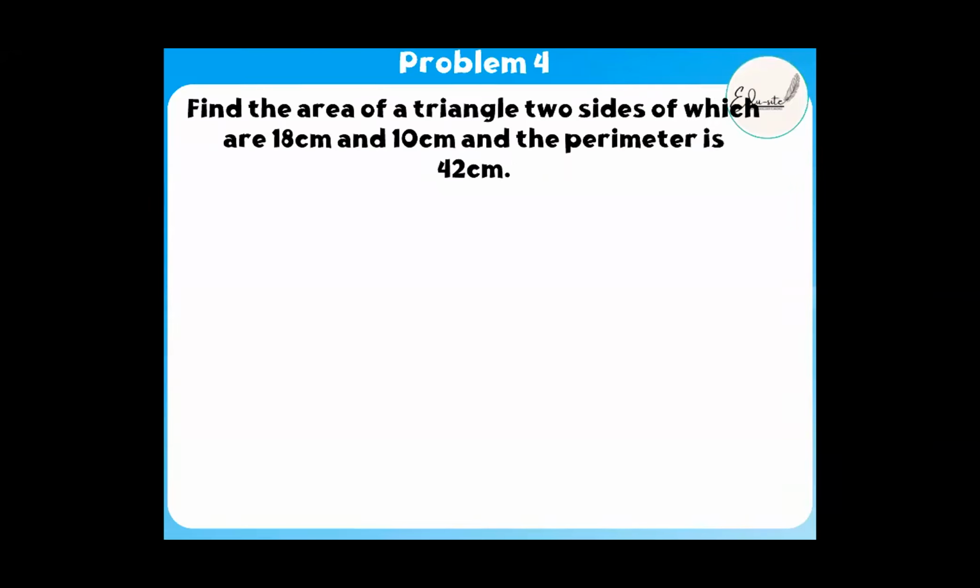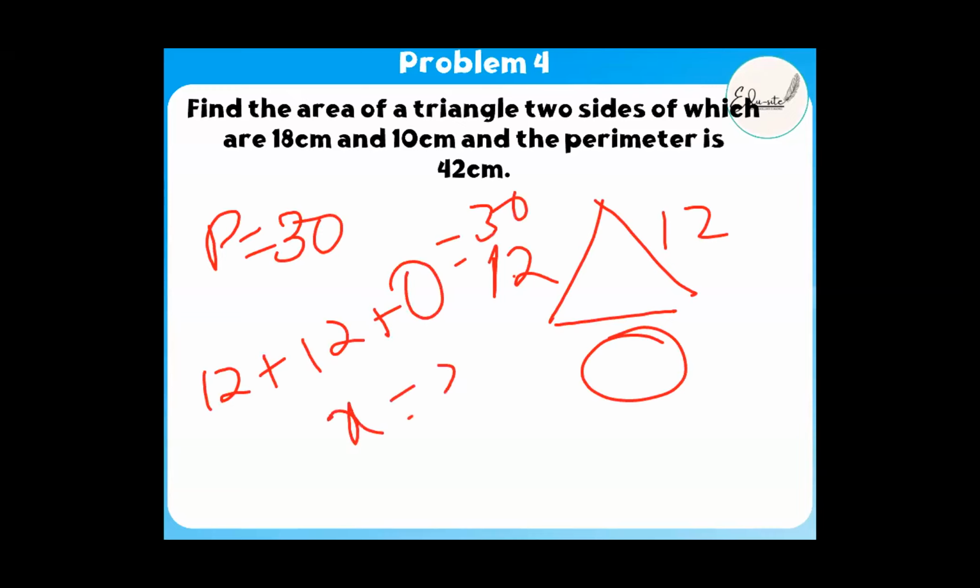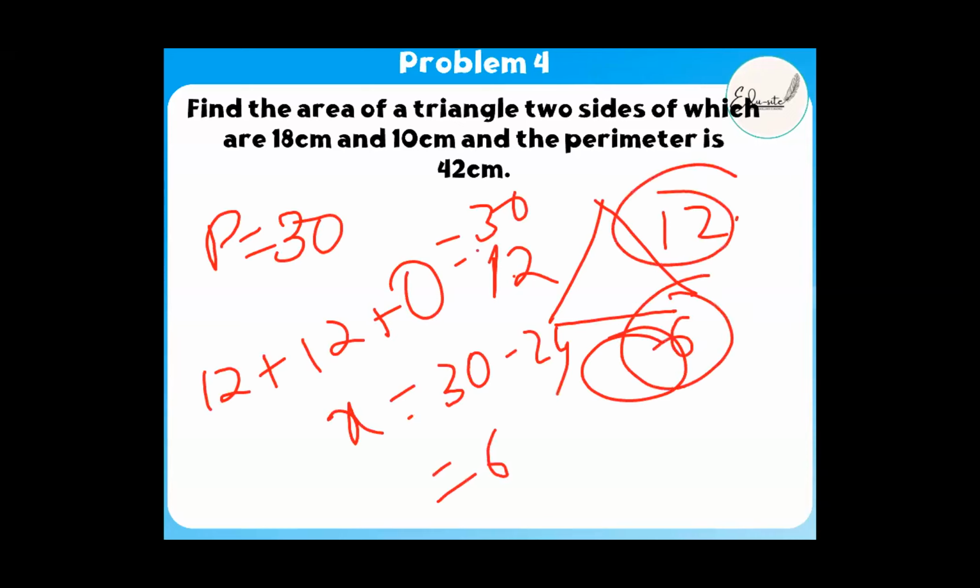See, the question is very easy. 30 centimeter is the perimeter. Each of the equal sides is 12 centimeter. This is 12 and this is 12. What is the remaining side? So it is 12 plus 12 plus x is equal to 30. 12 plus 12 is 24. So x is equal to 30 minus 24. It is nothing but 6. So this side is 6, this is 12, this is 12. Now it is very easy to calculate the rest of it.